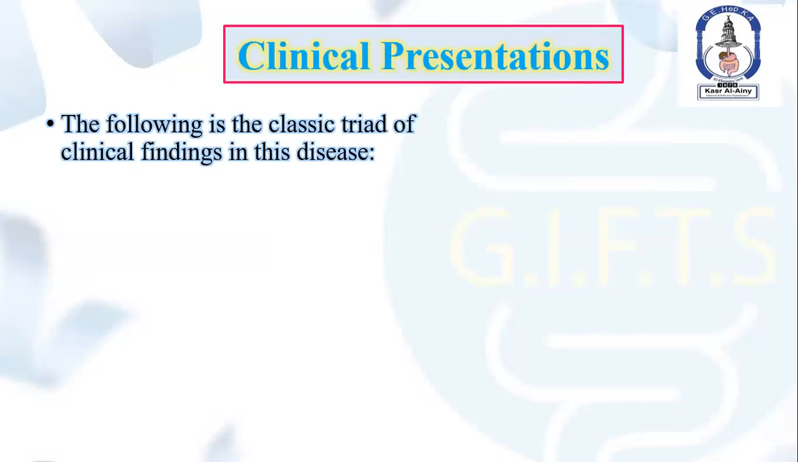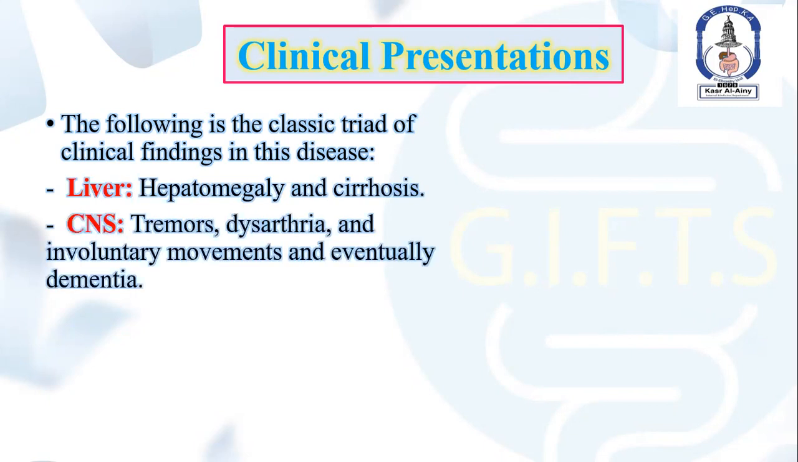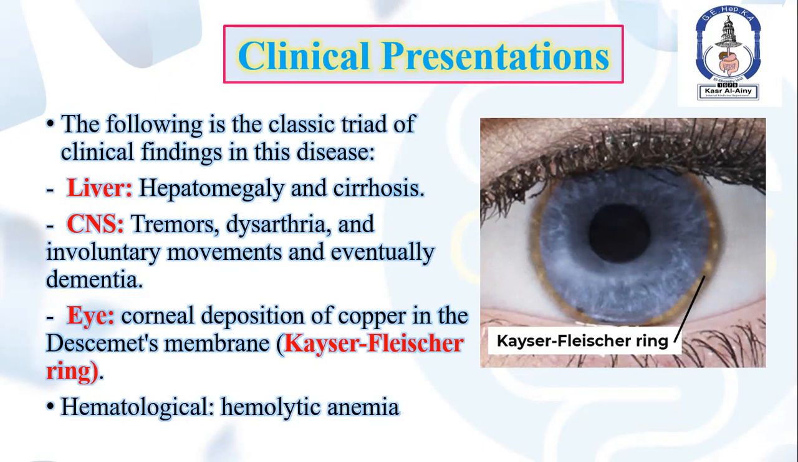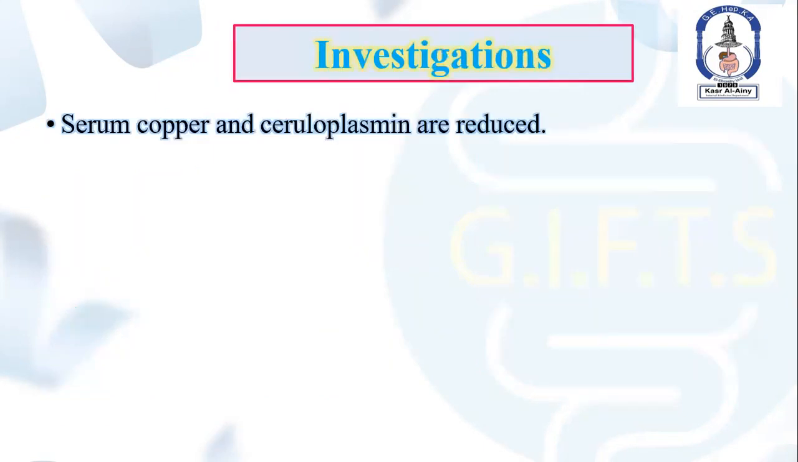The following is the classic triad we said about the clinical findings. The liver, that is hepatomegaly and cirrhosis; the central nervous system, in the form of tremors, dysarthria, involuntary movement, and eventually dementia, something that is similar to Parkinson's disease. And of course, in the eye, the deposition of the copper in the Descemet membrane causing the Kaiser-Fleischer ring we can see in the picture. And of course, in the blood, they can also cause hemolytic anemia.